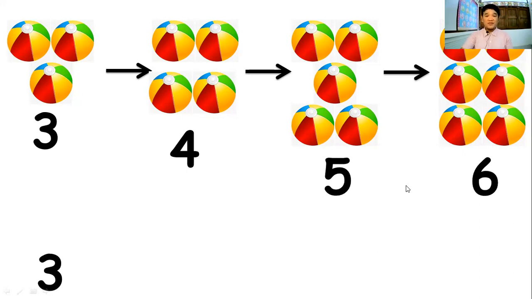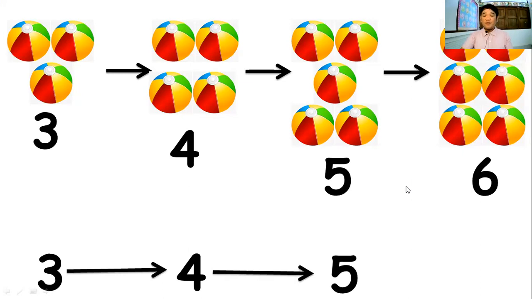So let's start from 3. What's next? It should be 4. Next, it should be 5. And then after 5, of course, the last but not the least, it should be 6. So that is how you are going to arrange the numbers from smallest to greatest.